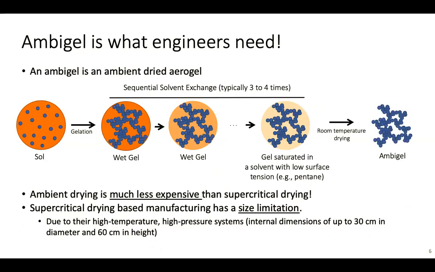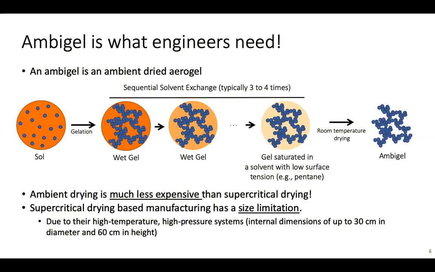The other thing that I want to focus on here is ambigel. Ambigel is an aerogel which is dried under ambient conditions. Shrinkage happens due to the surface tension of the liquid phase during evaporation. When they do supercritical drying, the surface tension is at the lowest possible state.